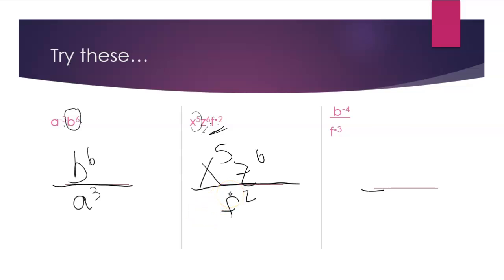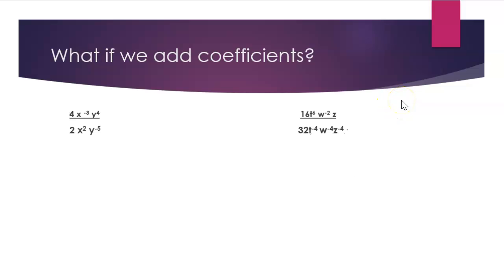Let's look at these two. I still see a negative exponent. So b to the negative 4th from the top is going to go to the bottom and lose the negative. F to the negative 3 from the bottom is going to go to the top and lose the negative. Does this make sense? Okay, what happens if you add a coefficient?